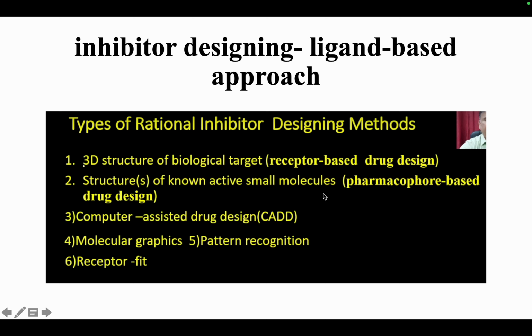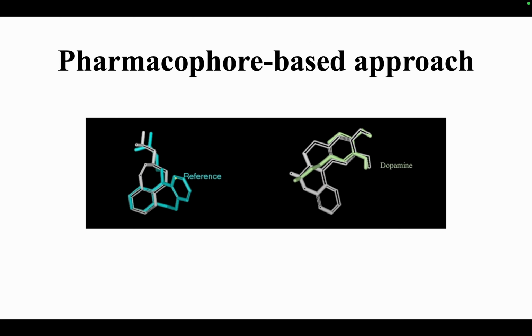And then we can use pharmacophore based drug design, where we can actually mimic different pharmacological drugs, and we can make similar looking inhibitors. Structurally they should be similar so that they could also mimic the same binding as these different pharmacological drugs are binding to the enzyme. Then we could use computer assisted drug designing and other approaches like molecular graphics, pattern recognition, and receptor fit. So we'll study one by one.